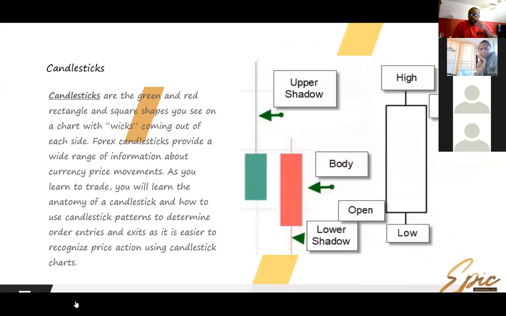Candlesticks. When you come to a chart and you begin learning how to read a chart, you're going to start seeing these candlesticks. Candlesticks are the green and red rectangle and square shapes you see on the chart with wicks coming out of each side. So you're going to see rectangle shapes, square shapes, shapes that are like T's on your chart. These are showing you where price essentially opens and closes every single time frame on a chart.